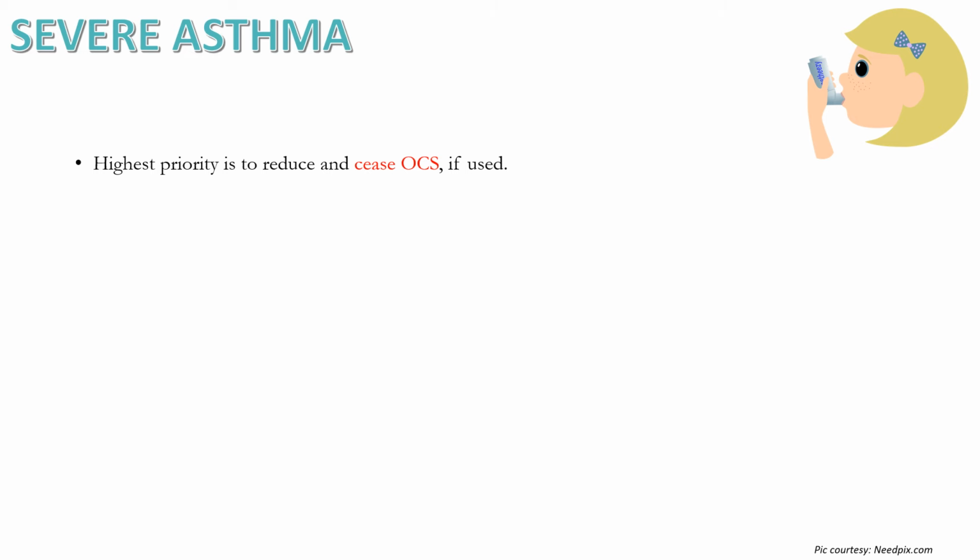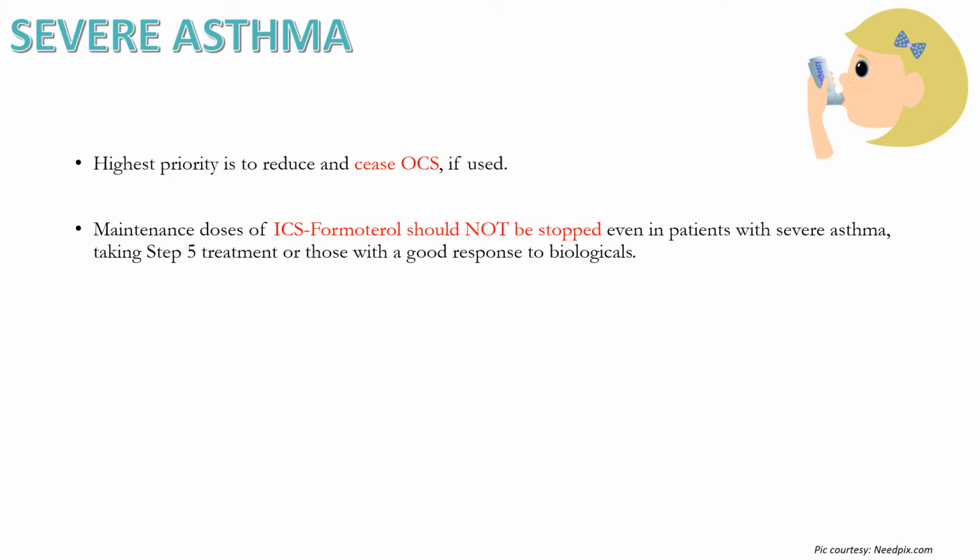The highest priority is to reduce and cease oral corticosteroids even in severe asthma, if at all they are being used. The maintenance dose of inhaled corticosteroid formoterol should not be stopped even in patients with severe asthma taking step 5 treatment, even if they have a good response to biologicals. So the whole stress is that inhaled corticosteroid should not be stopped completely in patients with asthma.